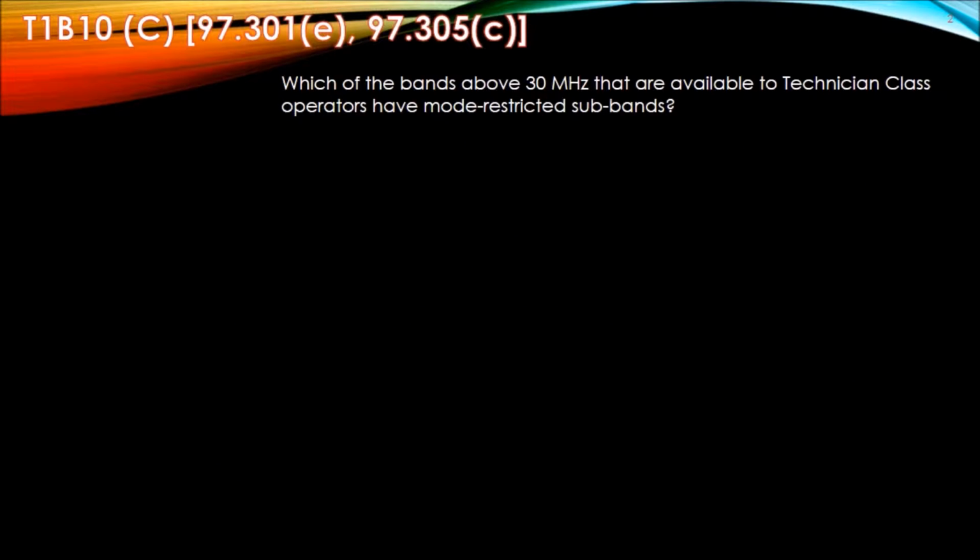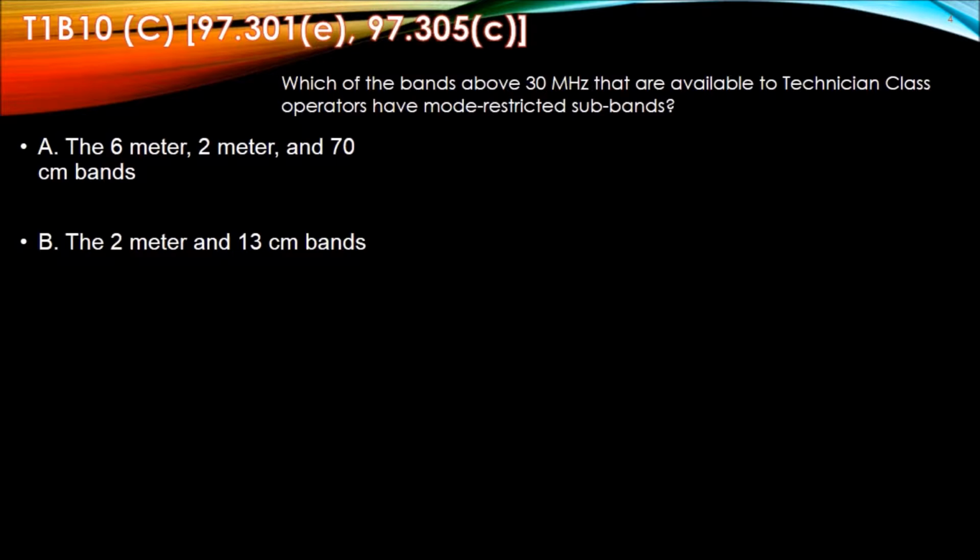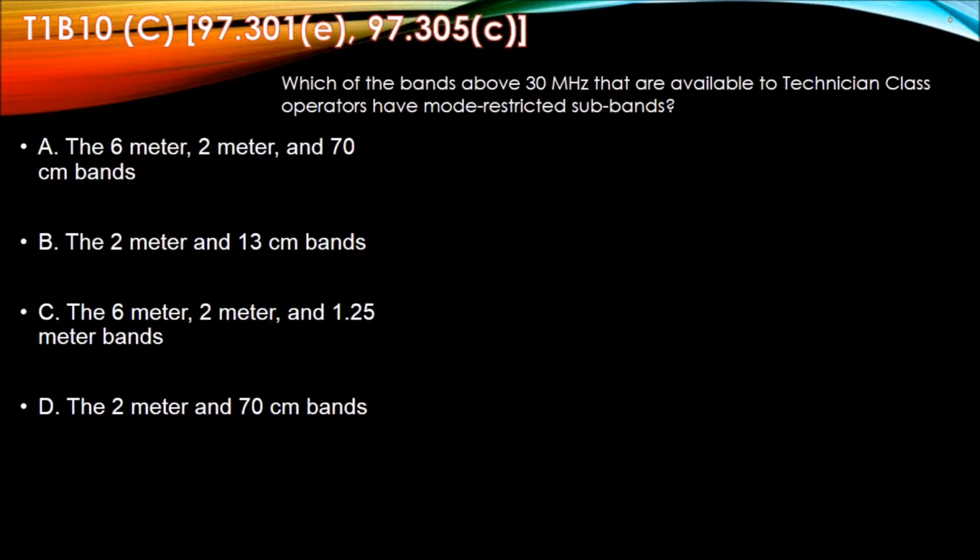T1B10. Which of the bands above 30 MHz that are available to the technician class operator have mode-restricted subbands? A. The 6 meter, 2 meter, and 70 centimeter bands. B. The 2 meter and 13 centimeter bands. C. The 6 meter, 2 meter, and 1.25 meter bands. And D. The 2 meter and 70 centimeter bands.